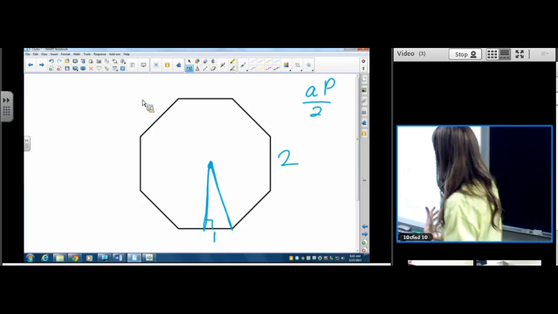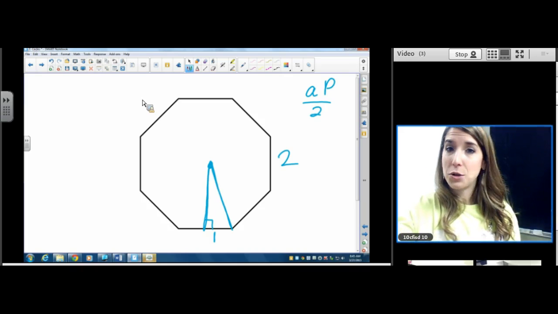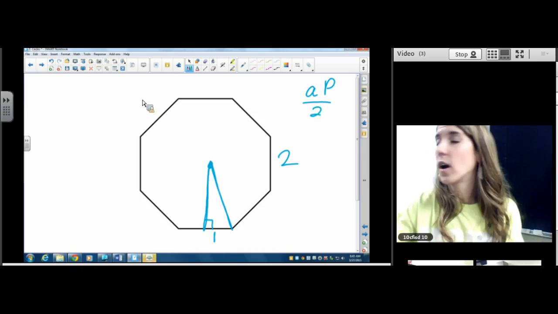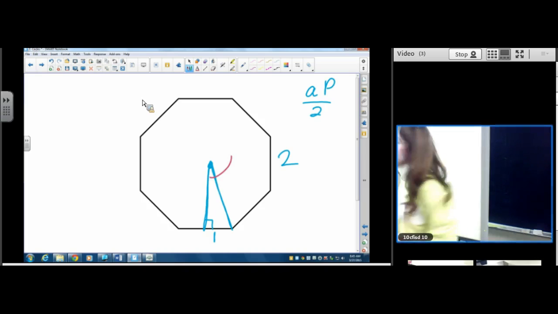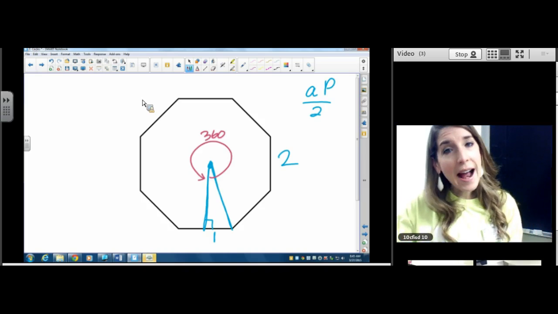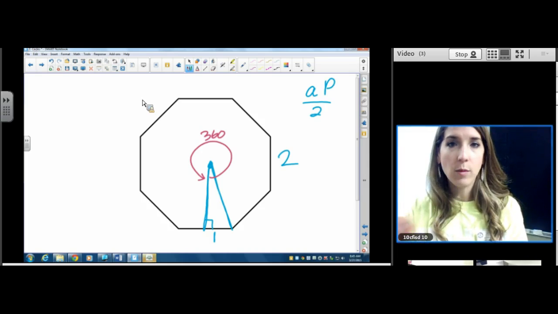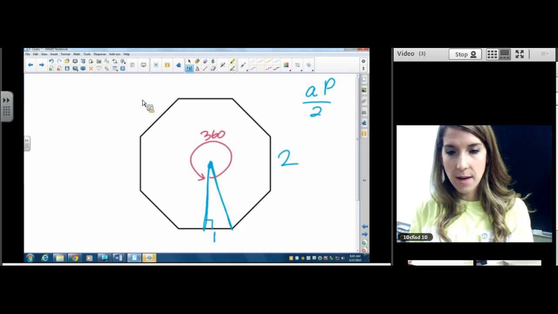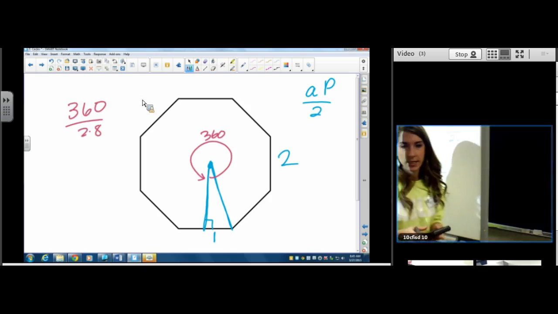Now, I talked about yesterday how there's 2 ways to find the missing angle. You can do n minus 2 times 180 divided by n, and then divided by 2. Or you could do 360, because there's 360 degrees in a circle, divided by double the number of sides, because you have 2 triangles per side when you draw the apothem and the radius. So we would do 360 divided by 16 for this problem. There's 8 sides, so we're doing 360 divided by 16.